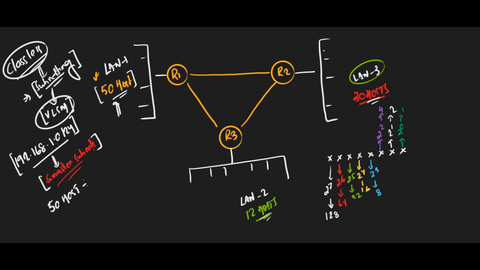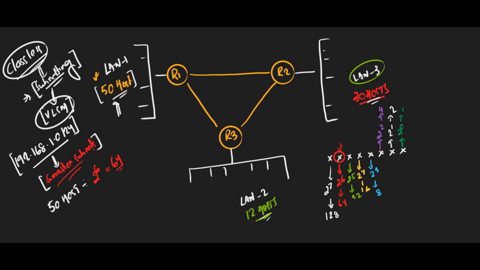For 50 hosts, we need to find out which bit's value falls closest to that number. That means this one: 2 to the power of 6 gives us 64. We cannot take 2 to the power of 5, because that gives us only 32. So that's the reason we take 2 to the power of 6, which is more than 50. And we also cannot take 128 because it is way more. What is the nearest greater number to the number of hosts? 2 to the power of 6, which is 64.